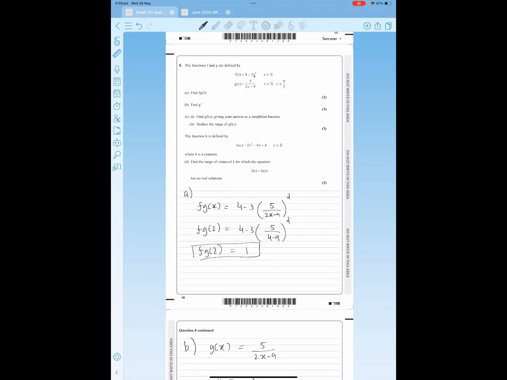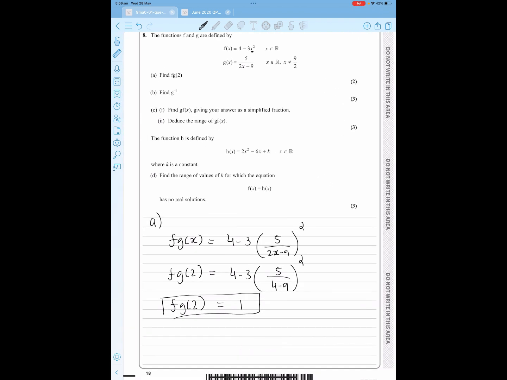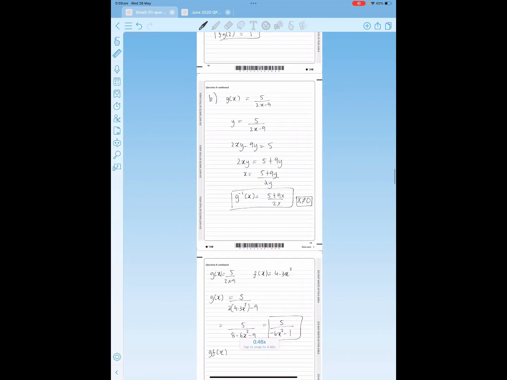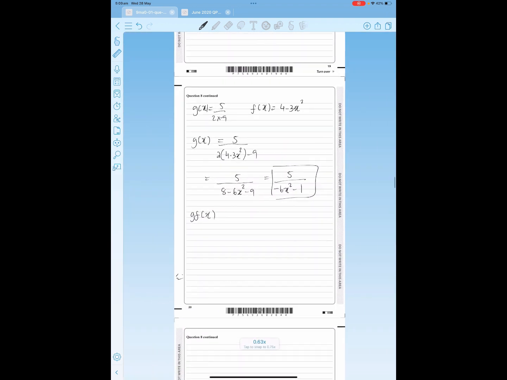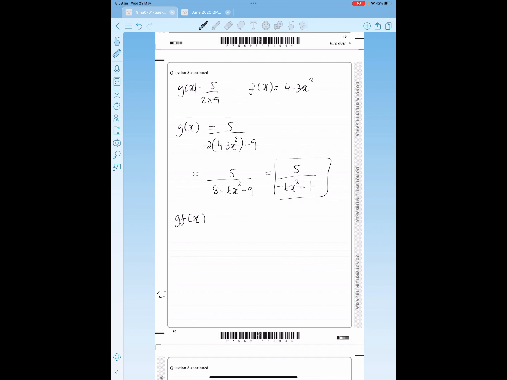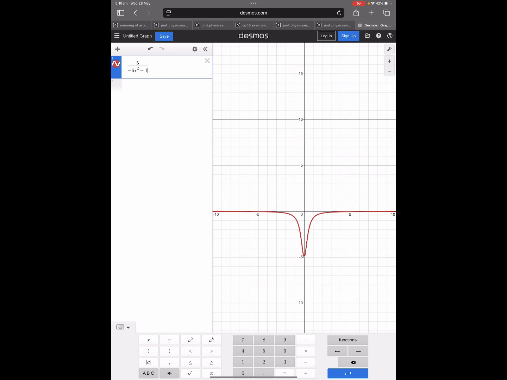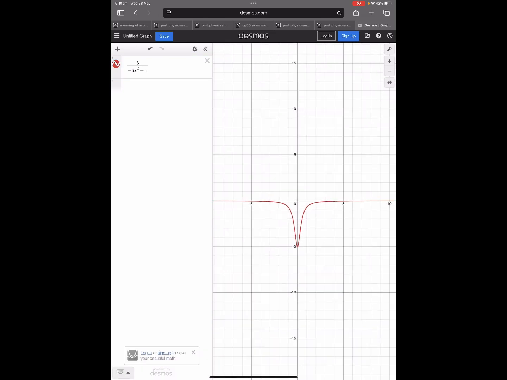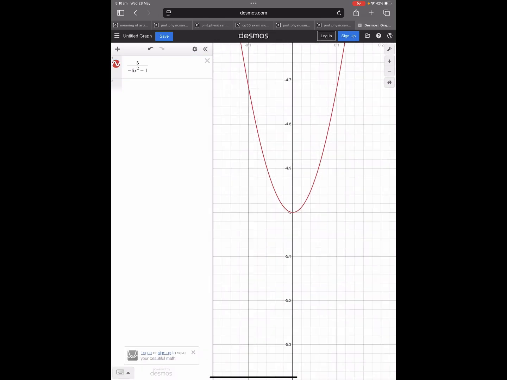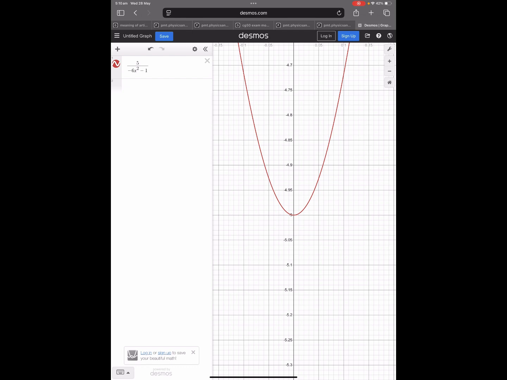Okay, so for C part 2, it says deduce the range of gf(x). So where is it? Yep, here it is. So we calculated g of f of x, or to get the function, as 5 over minus 6x squared minus 1. Now, for these types of questions where it asks you to find the range, I would say examine the behavior of the function or sketch it out. So you can use your CG50 to sketch the function. So what can we see? Now, we know that the function does actually touch 5.